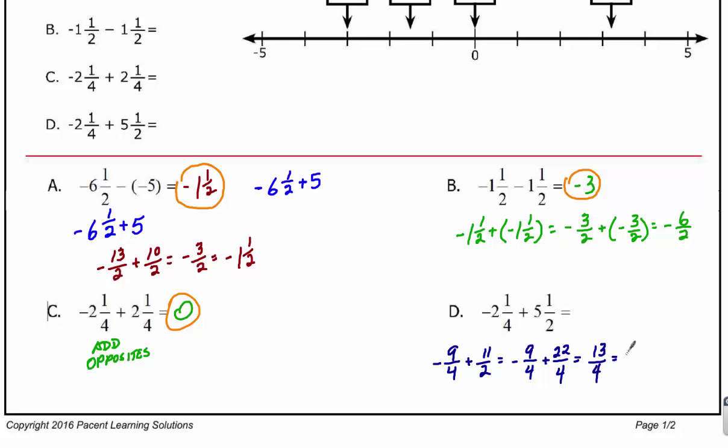4 can go into 13 3 times, that's 12. 13 minus 12 is 1 left over. 3 and 1/4.